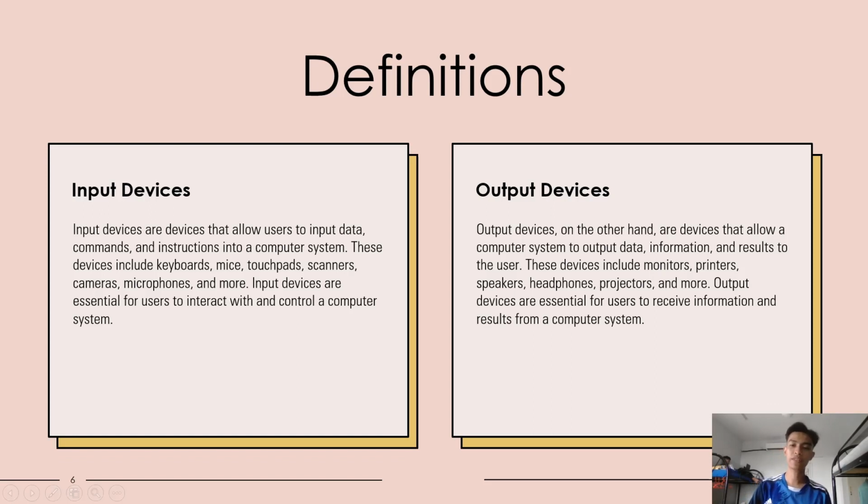For output devices, these are the devices that allow the computer system to output data, information, and results to the users. These devices include monitors, printers, speakers, headphones, projectors, and more. Output devices are essential for users to receive information and results from a computer system.